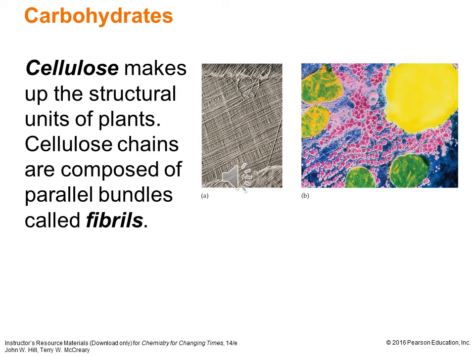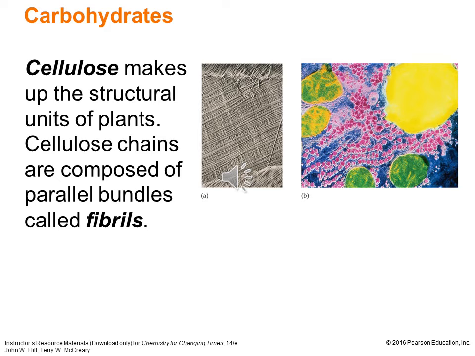So if humans can't use cellulose for energy and plants can't use cellulose for energy, well, then why do we have cellulose even in existence? Well, of course, cellulose is important because it makes up the structural units of plants. Those cellulose chains are composed of parallel bundles called fibrils, and these allow the plants to have their rigid structure and to be able to support themselves.